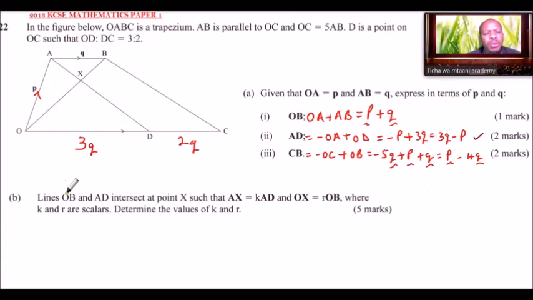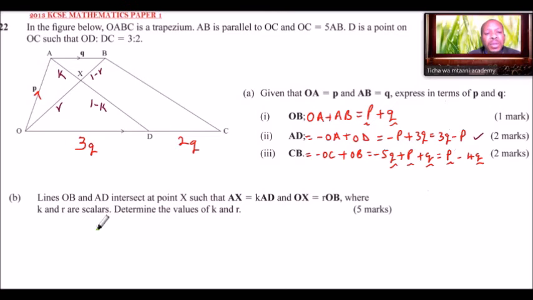So to be able to do this, let's first of all put the necessary information. We are told AX is equal to KAD. So we can put our K here, and this is 1 minus K. That is to say, AX is a fraction of AD. So if we say, for example, K is a third, then this will be 1 minus a third, which is 2 thirds. That's just an example. And then we have OX is equal to R times OB, so here we have R, and here we have 1 minus R.